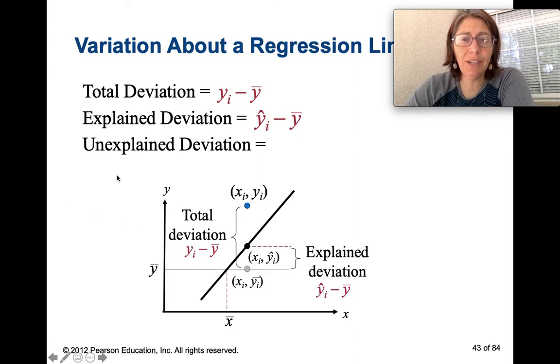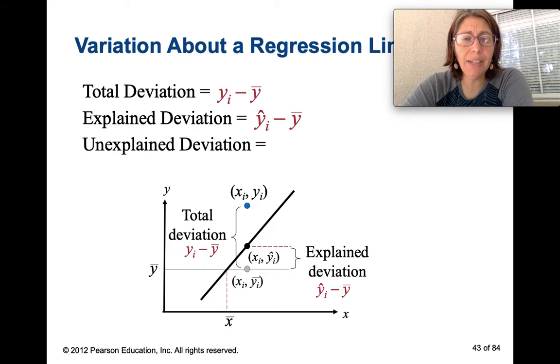Now, explained deviation is y sub i hat minus the mean of the y's. Now, y sub i hat is the y value on the regression line. So given the same x value, let's say x sub i was 3, we have an observed value, that's what's in our chart, that's y sub i. But we can also have a predicted value. So y sub i hat is the predicted value. It's the one on the regression line. So that's what this is: it's on the regression line minus the y mean, the mean of the y's.